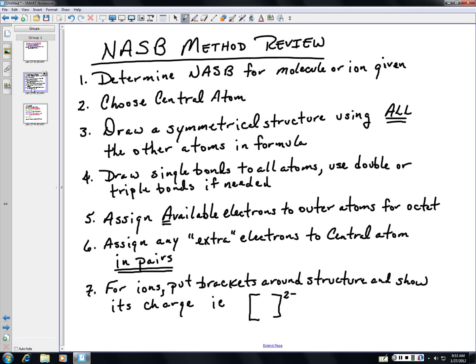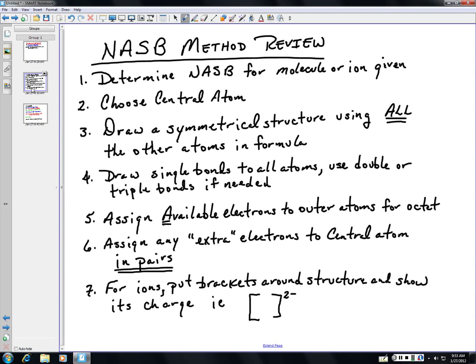Third step, draw a symmetrical structure using all, and I underline all, the other atoms in the formula. All right? Best way to put 2 things around an atom is 180 degrees apart, 3 things sort of in a triangle shape, 4 things, what, top, bottom, left, and right, 5 and 6, you just got to get them around there in some symmetrical pattern. But the key here is all the other atoms. You've put the central atom down. Now every other atom in that formula has to be arranged around the central atom. You can't leave out atoms. You can't add extra atoms.